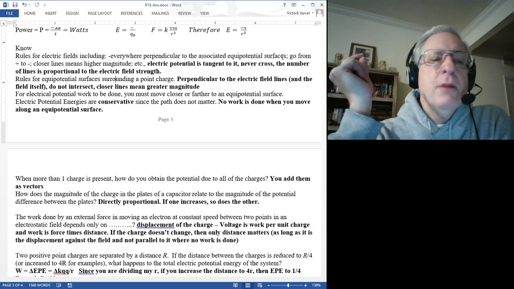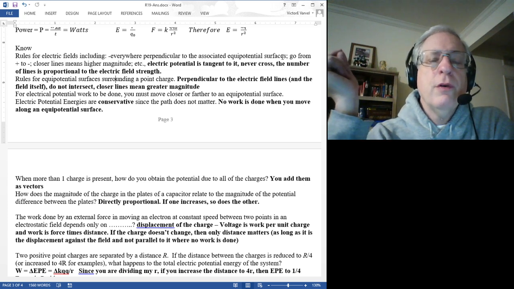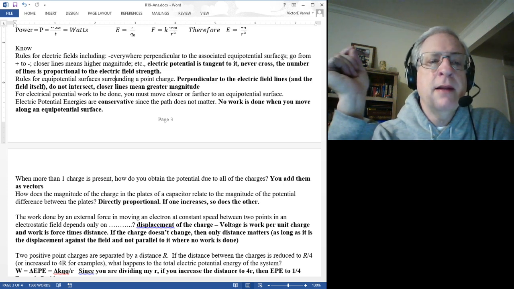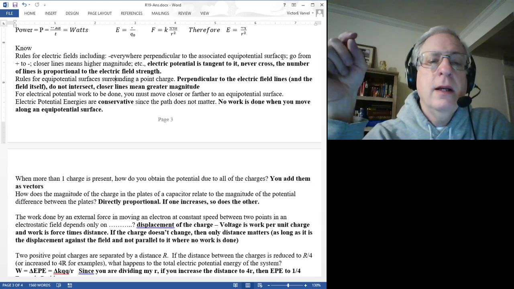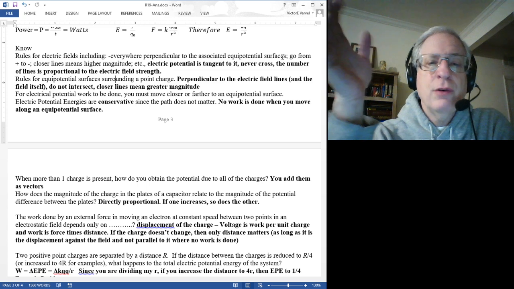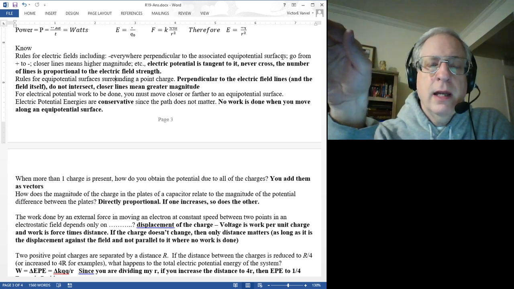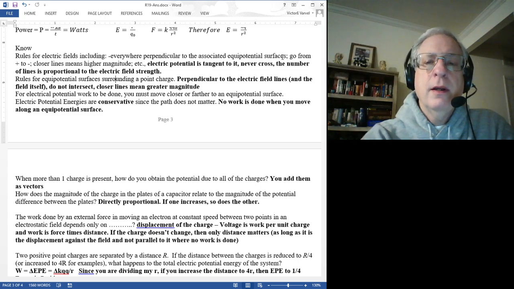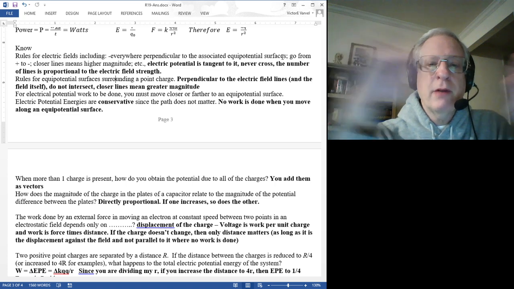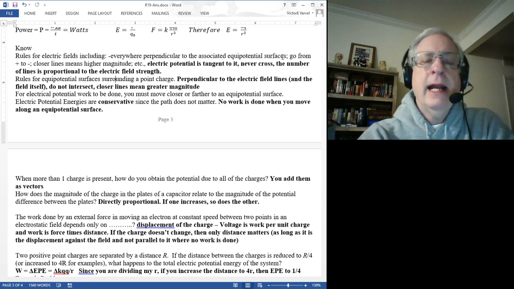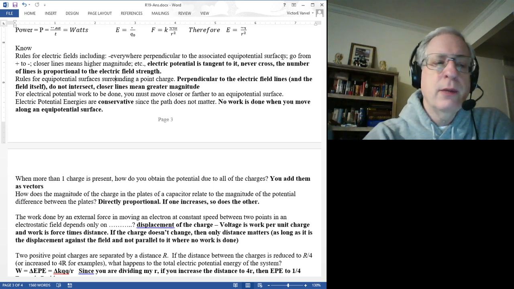Now remember, for electrical potential work to be done, you must move closer to or farther from an equipotential surface. And it's conservative, so the path doesn't matter. But if all I do is move along an equipotential surface, I do no work. That's like moving along a shelf. I tried to explain in class that if I had a shelf that went all the way around the Earth but stayed the same distance above the Earth, it might look flat from where you are, but it's really a big curve, just like an equipotential surface is a big curve. And as long as I stay on that curve, I don't do any work.